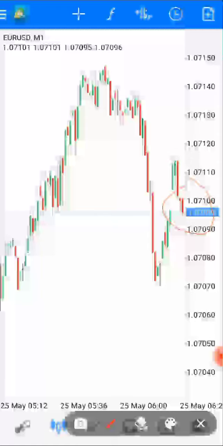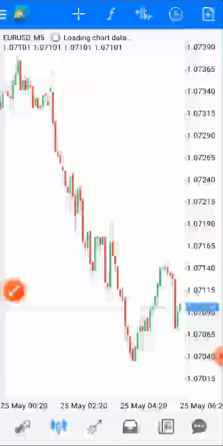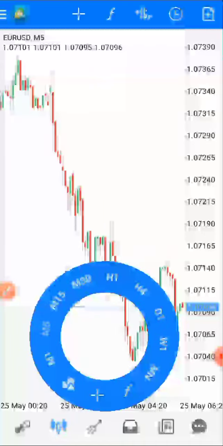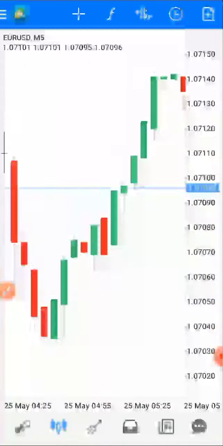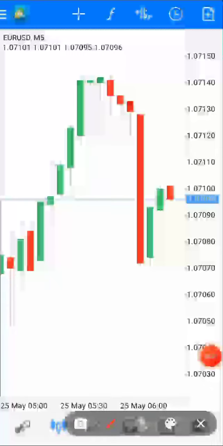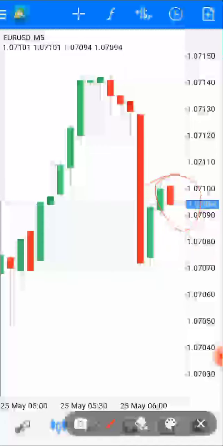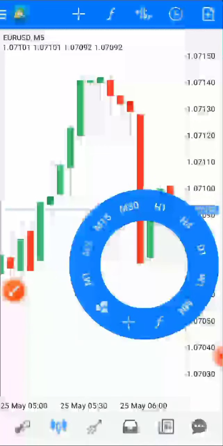So if you come to the 5-minute time frame, it means that this candle that is forming now, let me zoom out, in the next 5 minutes it will close and another one will immediately open. And after 5 minutes, it closes, another one opens. Just like that, it keeps going for 5 minutes, 5 minutes, all the time. Same for other time frames. For 30 minutes time frame, after 30 minutes, it closes and another one opens.